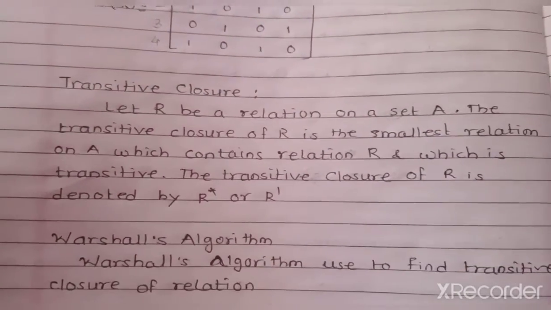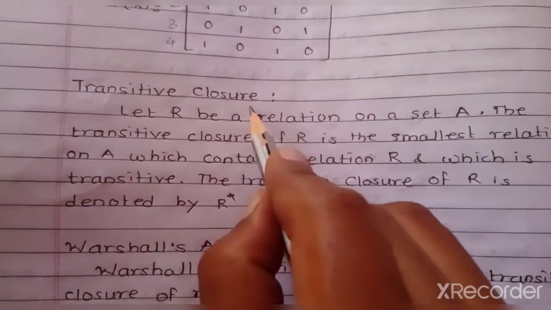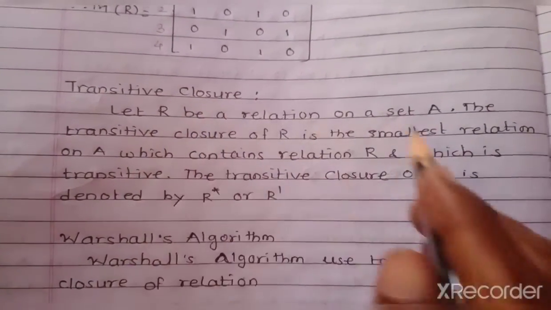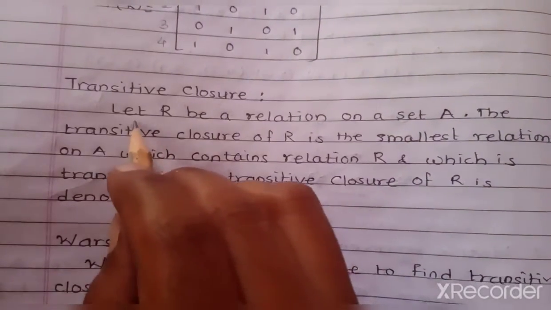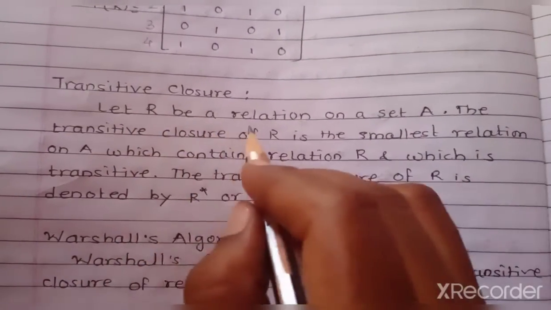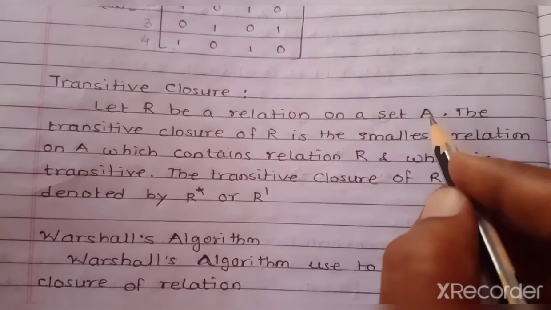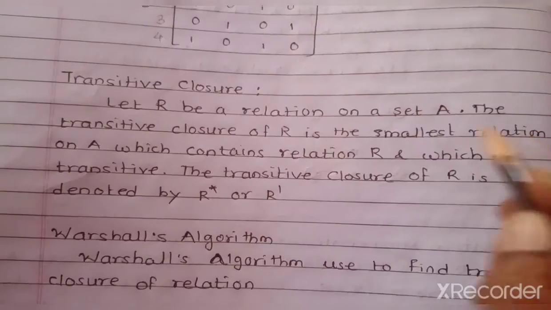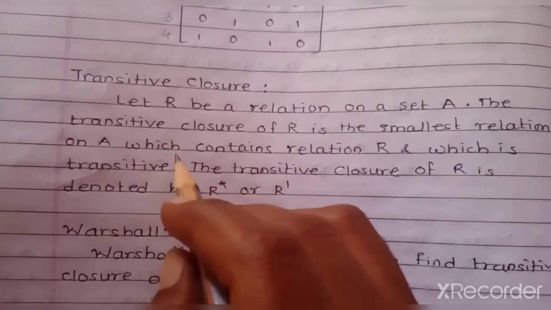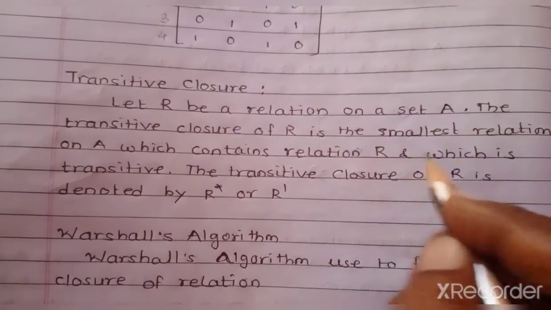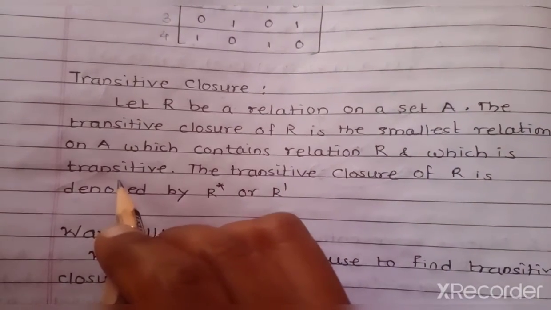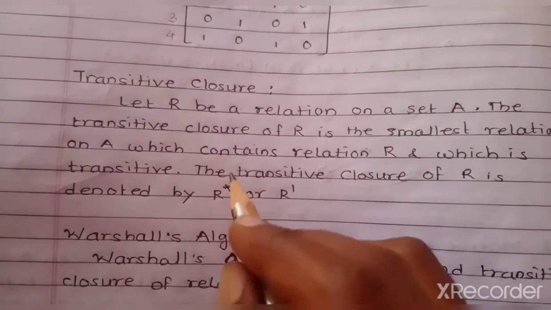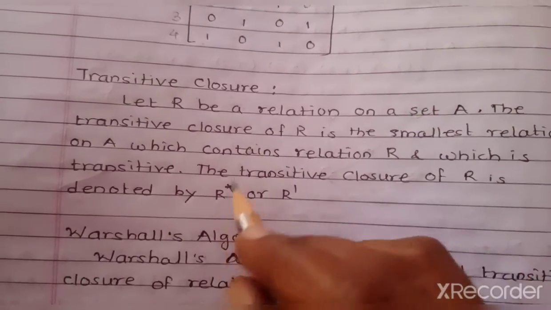Next, we discuss the transitive closure. So what is the transitive closure? Here is its definition. Let R be a relation on a set A. The transitive closure of R is the smallest relation on A which contains the relation R and which is transitive. The transitive closure of R is denoted by R' or R*.